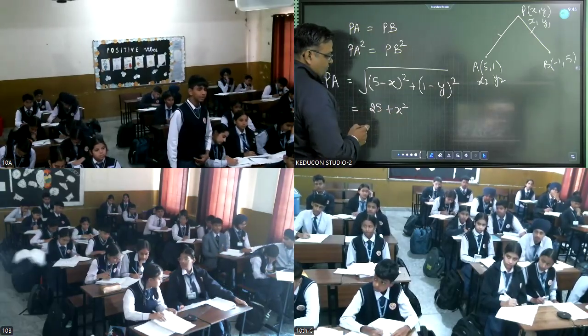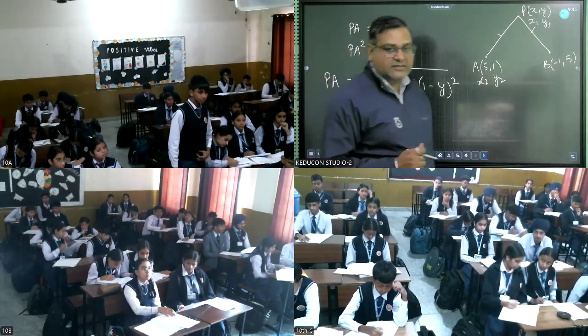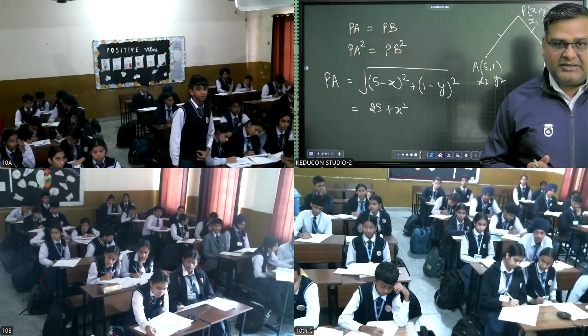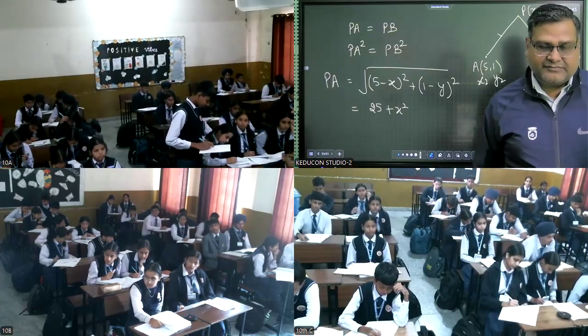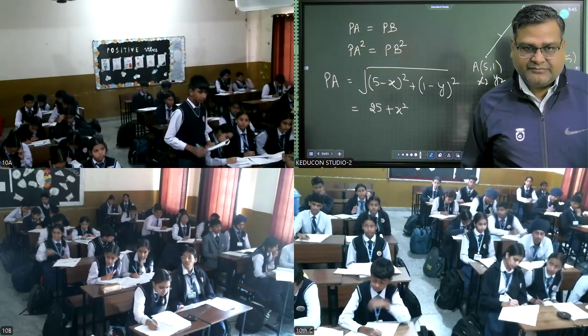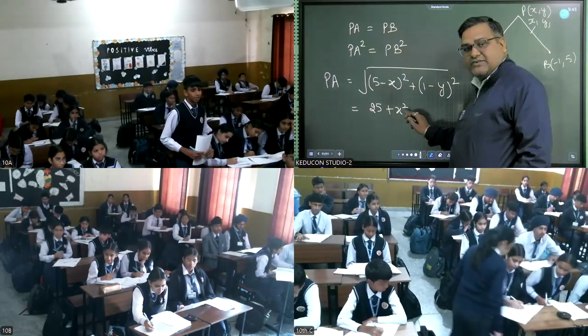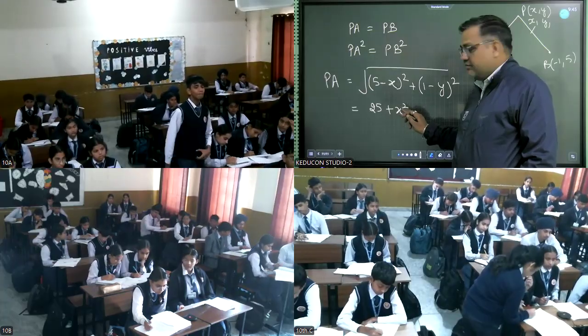minus 2 multiply by 5 multiply by x. कितना बन जाएगा बेटा टोटल? 2 into 5 कितना होता है? 10x. प्लस होगा कि माइनस होगा बेटा? minus, माइनस.